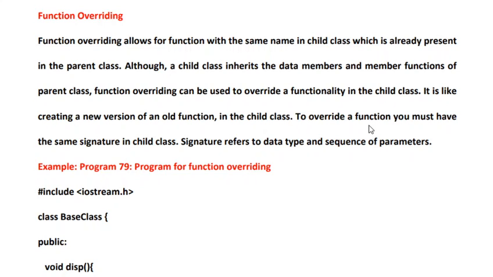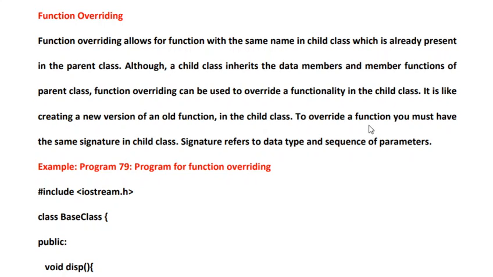In today's class, we will be focusing on an important aspect of polymorphism that is called function overriding. Function overriding allows us to have functions with the same name in the child class which is already present in the parent class. Although a child class inherits attributes and methods from the parent class, function overriding can be used in order to override the functionality in the child class. So it is like creating a new version of an already existing old function in the child class.